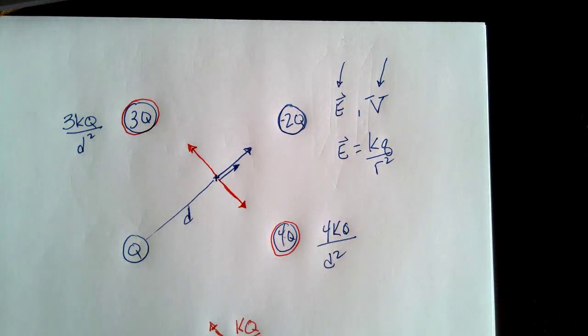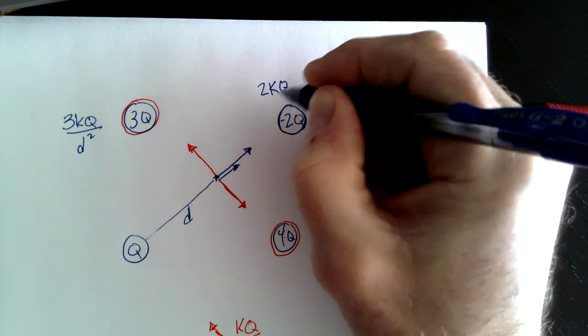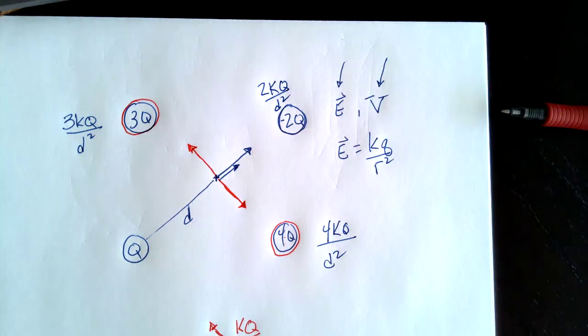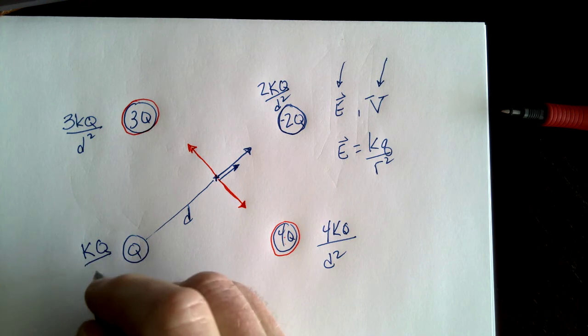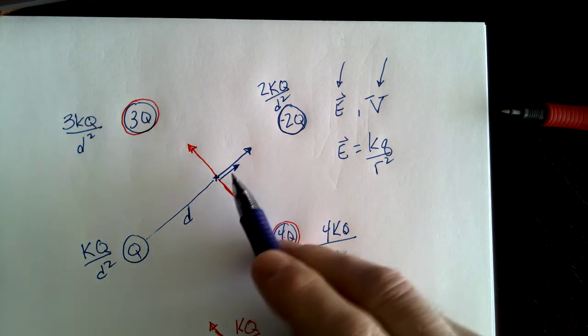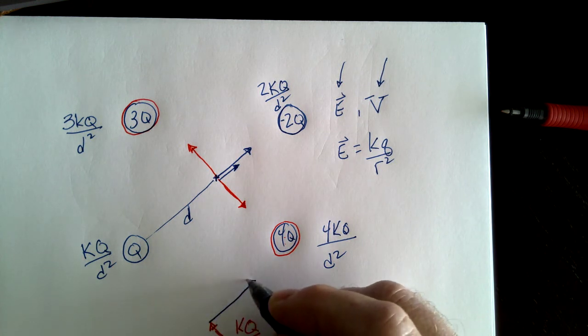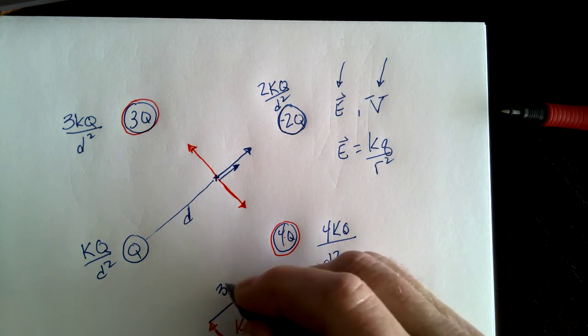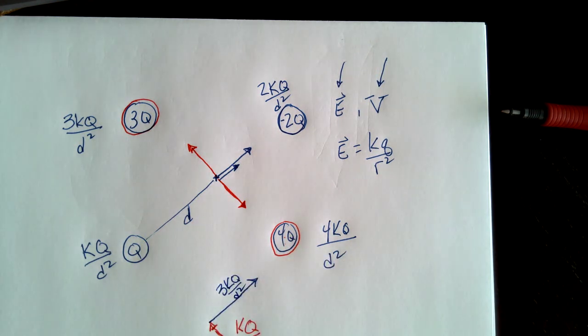Now we'll do the other corners along this axis. They're going to add together. Even though there's a negative there, I'm not going to put it there. That's going to be 2kQ over d squared. This one's just going to be 1kQ over d squared. They work together, so you add them up. That means you're going to get a 3kQ over d squared vector going that way. Now that, my friends, is a right triangle.